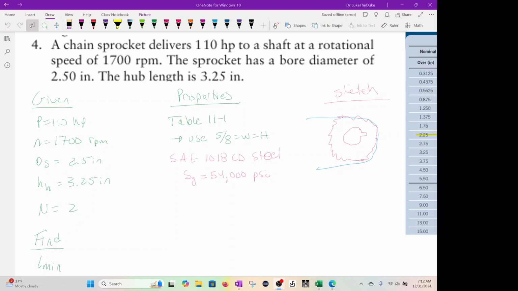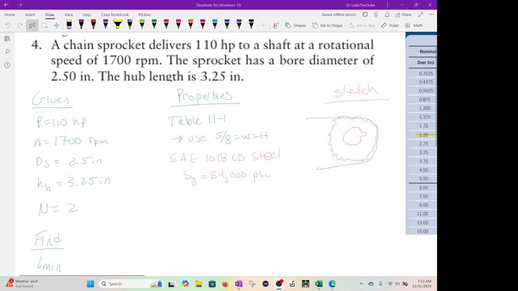All right, here's an example. We're going to do an example of a key, and then in the same video, using the same problem, try to find a pin. Okay, so we have a chain sprocket that delivers 110 horsepower to a shaft at a rotational speed of 1700 RPM. The sprocket has a bore diameter of 2.5 inches, and the hub length is 3.25 inches.